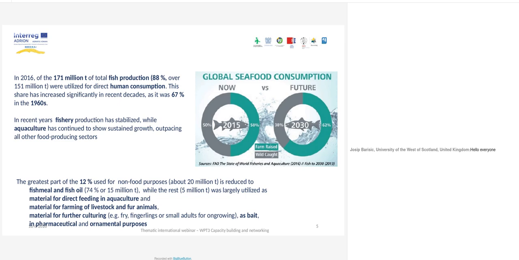88% is utilized for direct human consumption, while the remaining 12% is used for other purposes, such as fish meal and fish oil, the vast majority, or 74%, as material for feeding in aquaculture, for farming of livestock and fur animals, for further aquaculture purposes, as bait, in pharmaceutical and ornamental purposes.